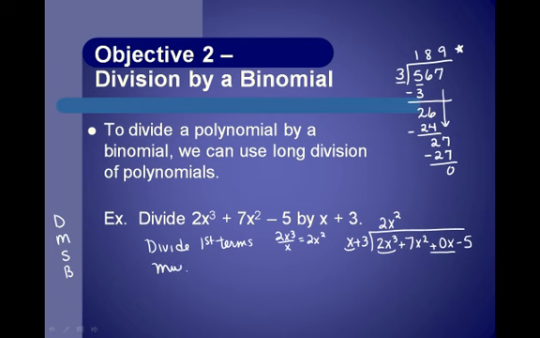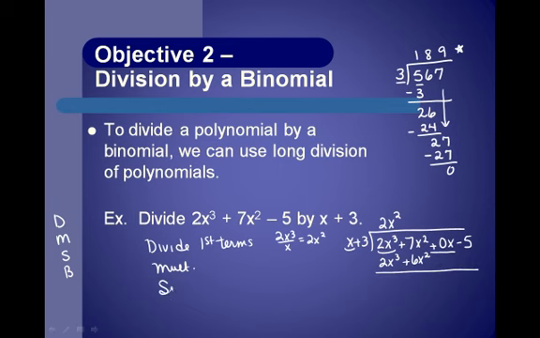Now we're going to multiply, but we're going to multiply the number up at the front, the 2x squared, by the whole divisor x plus 3. So 2x squared times x would be 2x to the third. 2x squared times 3 would be 6x squared.